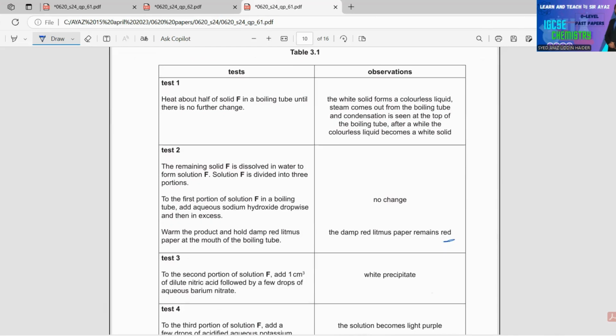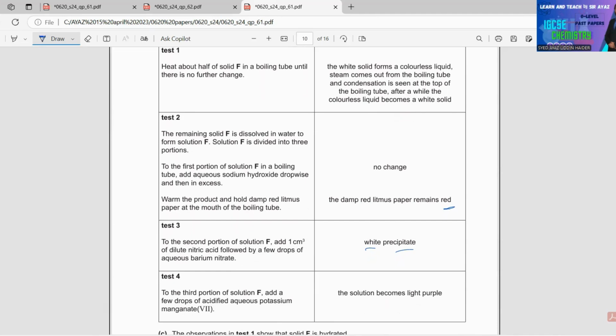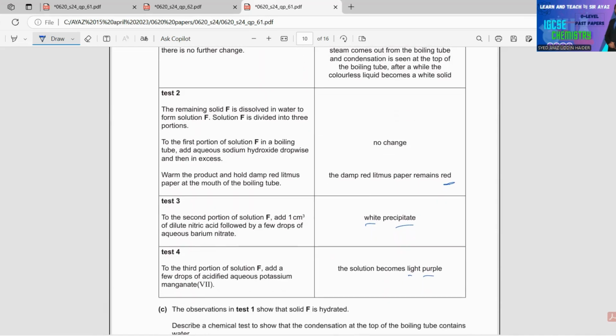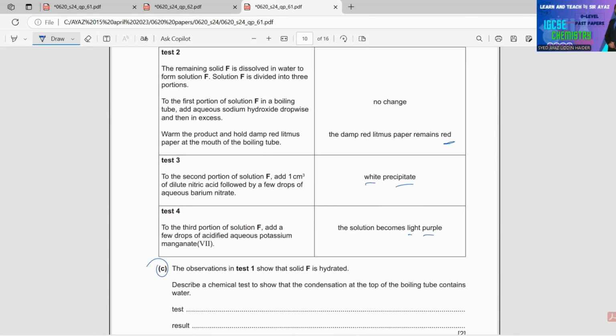Test 3. To the second portion of solution F, add 1 centimeter cube of dilute nitric acid followed by a few drops of aqueous barium nitrate. And we are getting a white precipitate. Test 4. To the third portion of solution F, add a few drops of acidified aqueous potassium manganate 7. The solution becomes light pink.